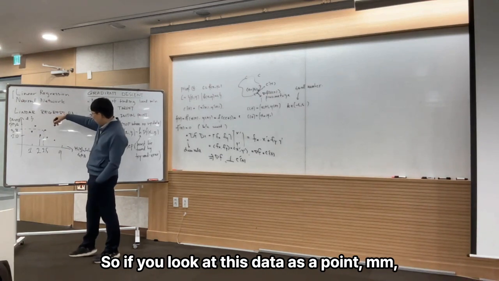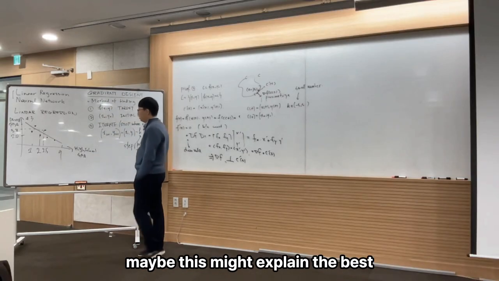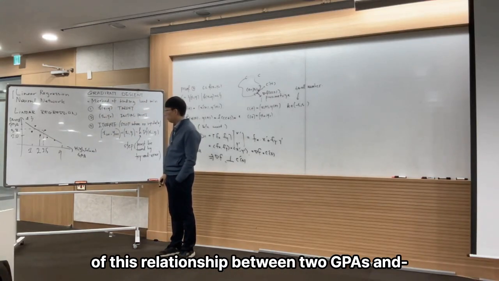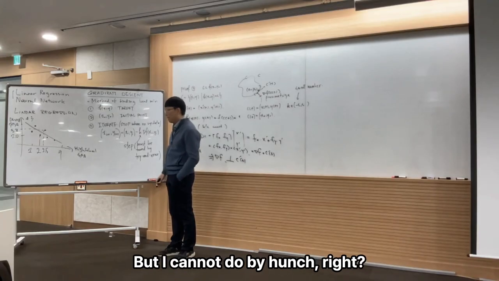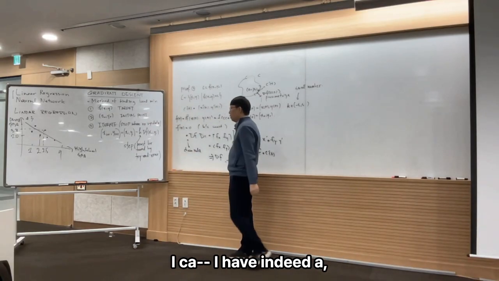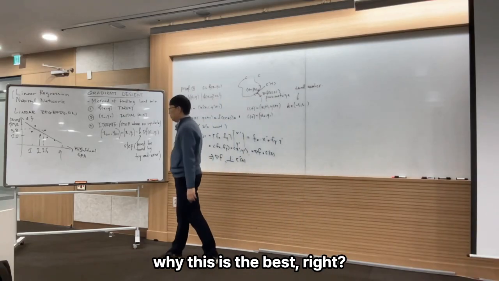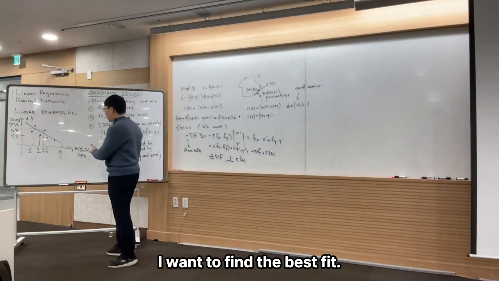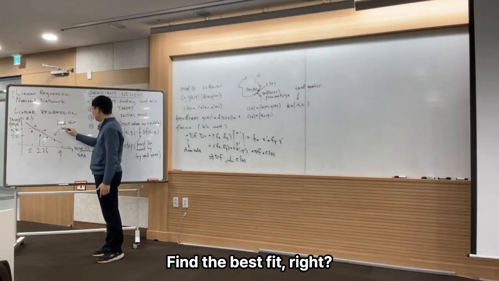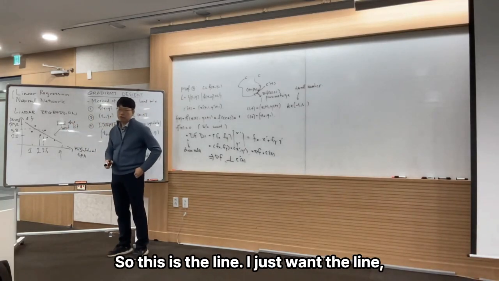So if you look at this data as points, you can kind of draw a line. Maybe this might explain the relationship between the two GPAs best. And well, I cannot do it by hunch, right? I need a strong reason why this is the best. I want to find the best fit. So this is the line. I just want the line.